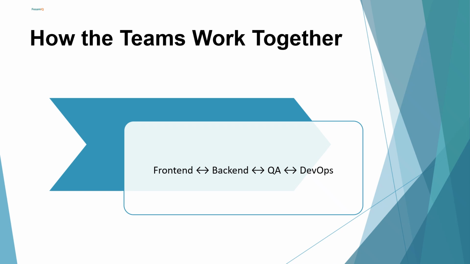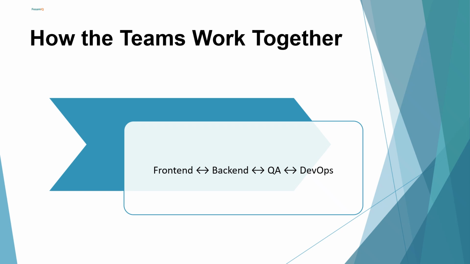So how do the teams work together? All these roles work together like a well-oiled machine. The front end and the back end build the product, the QA tests it, then the DevOps deploys it and keeps it running. In a tech team, collaboration is key. Each role depends on the other.